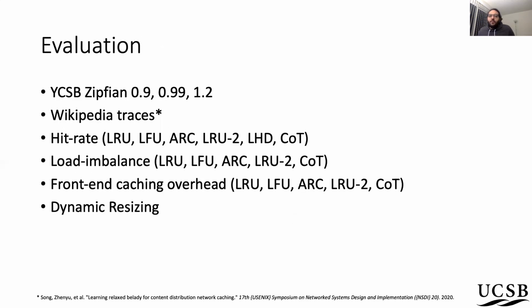Now we present some of our experimental evaluation. YCSB Zipf traces with skew parameters 0.9, 0.99, and 1.2 are used in the evaluation. In addition, real Wikipedia traces are used. The hit rate comparison compares COT to LRU, LFU, ARC, LRU2, and LHD. Load imbalance and front-end caching overhead comparisons compare COT to LRU, LFU, ARC, and LRU2. Finally, we briefly present a dynamic resizing experiment.